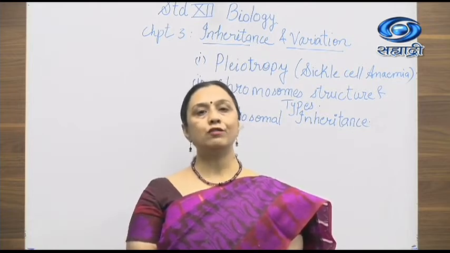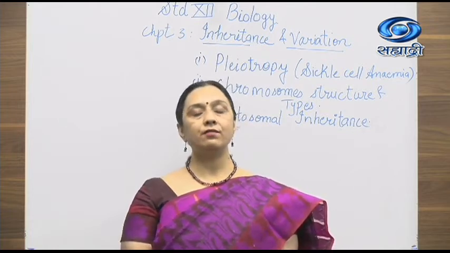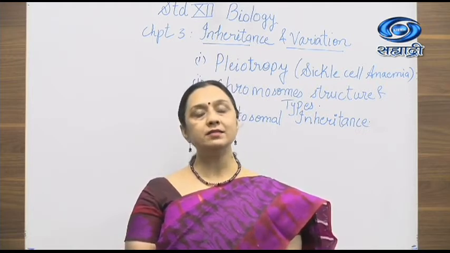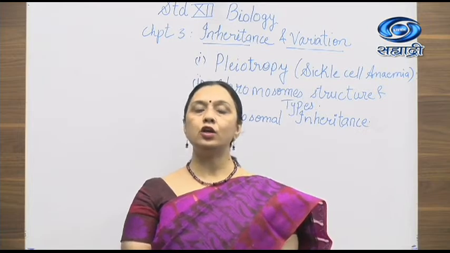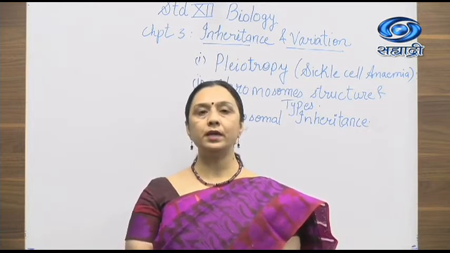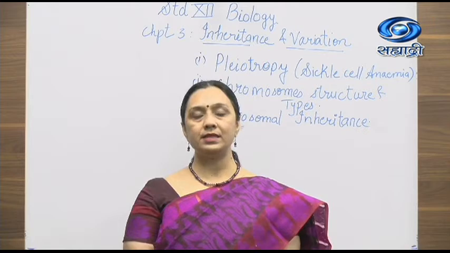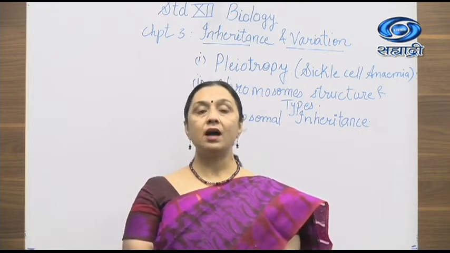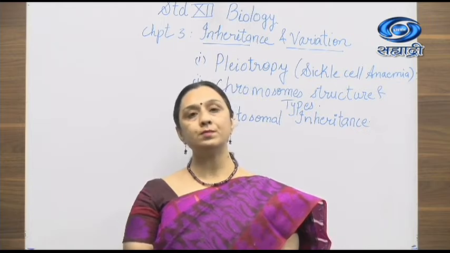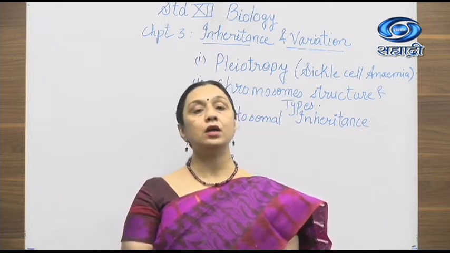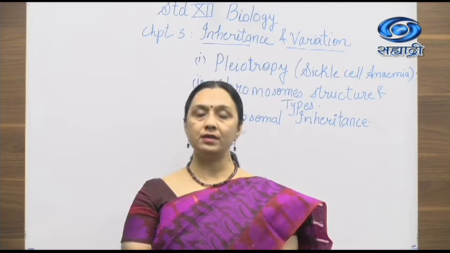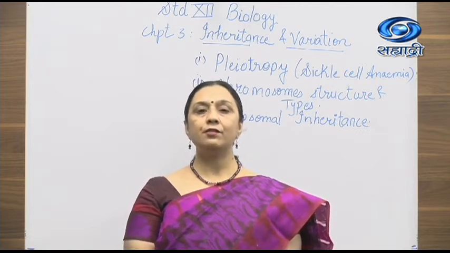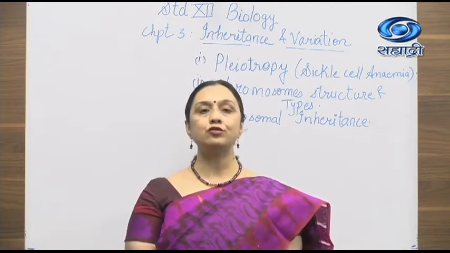We had started with chapter 3, Inheritance and Variation, and we have finished lots of topics from this chapter. We have discussed a lot of definitions. Then after that we discussed monohybrid cross, dihybrid cross, Mendel's 3 laws: law of dominance, law of independent assortment, and law of purity of gametes. We also discussed what is back cross, test cross. After that we studied post-Mendelism, where we studied codominance, incomplete dominance, and multiple allelism. If you remember, we had just started with pleiotropism.